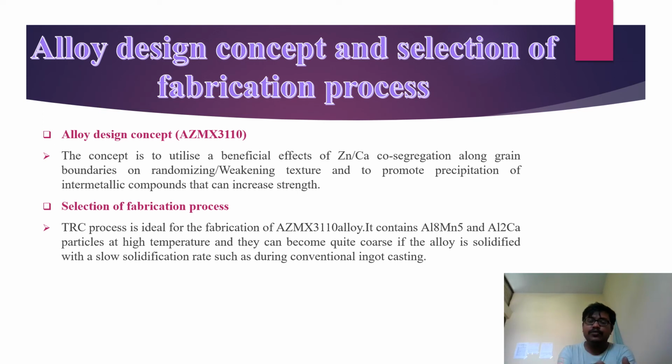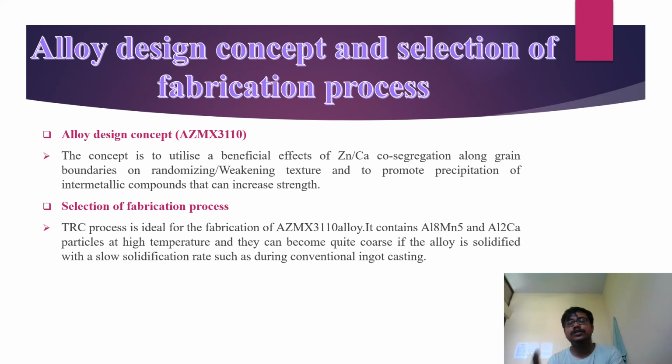How are we improving the formability? By the co-segregation of zinc and calcium along the grain boundaries. At the same time we are forming intermetallic compounds like Al8Mn5 and Al2Ca, and such intermetallic compounds are improving our yield strength. This mechanism, or this new alloy design concept, was utilized to form a new alloy with high strength and high formability. So this was the concept behind it, and now we had to select a manufacturing method.